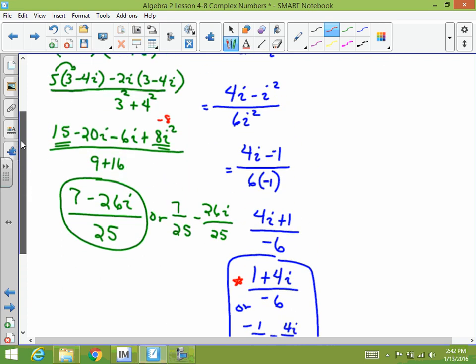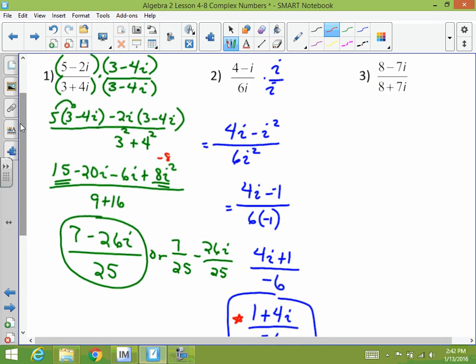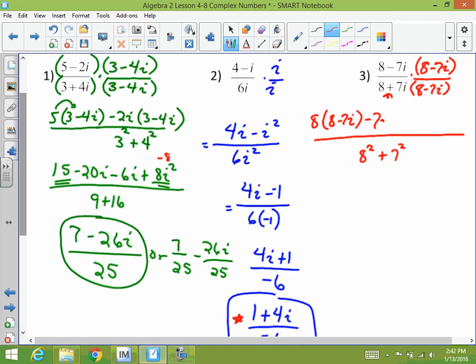All right, number 3 up here. 8 minus 7i over 8 plus 7i. So again, we have to multiply by a conjugate because I have a plus or minus sign between things. So my conjugate is going to be 8 minus 7i. I'm going to multiply the top and the bottom by 8 minus 7i. Remember, the conjugate means it's just a squared plus b squared, so that becomes 8 squared plus 7 squared on the bottom. But on the top, we're going to end up with 8 parentheses 8 minus 7i minus 7i parentheses 8 minus 7i.